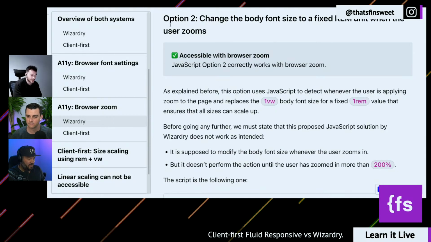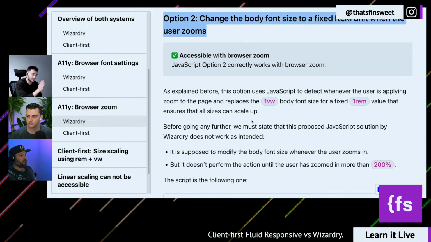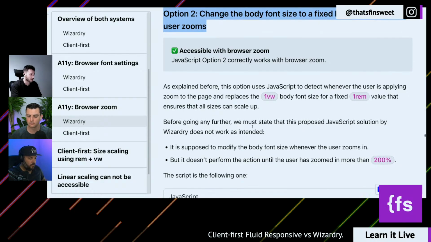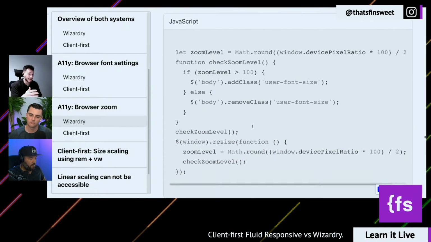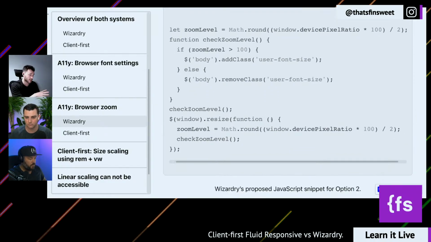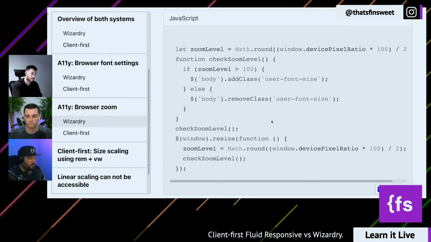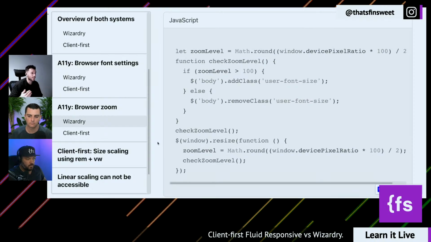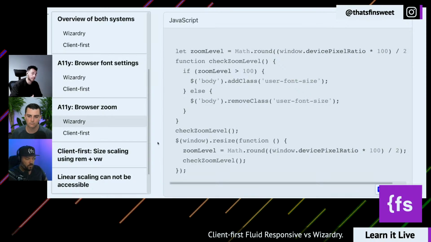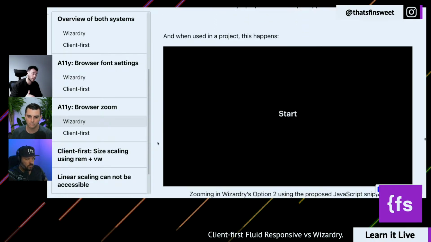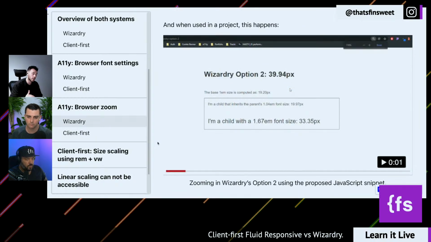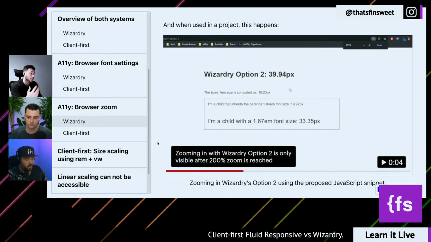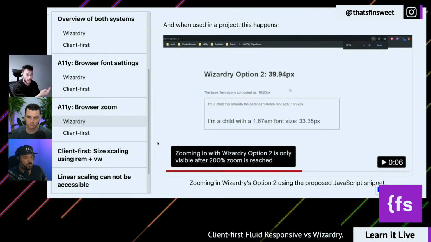Okay, let's go to option 2. Option 2 is the one that was changing the body to a fixed REM value when you zoom in. In this case, it kind of works, but the JavaScript snippet that Timothy adds in the documentation is actually wrong. So we tried to fix it so the comparison was fair. We fixed that script, but later in the article, we show that even though we fixed the script, we cannot make it work correctly, because there's no solution with JavaScript to this.